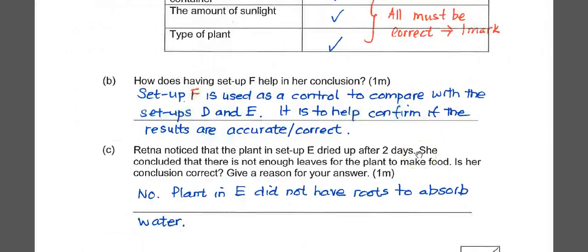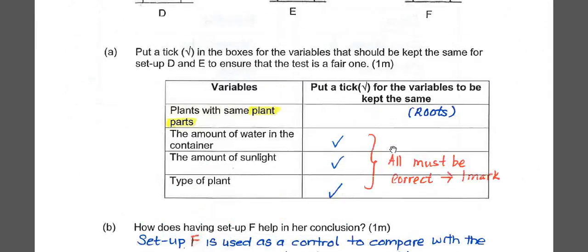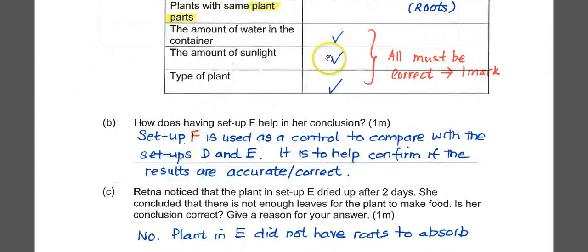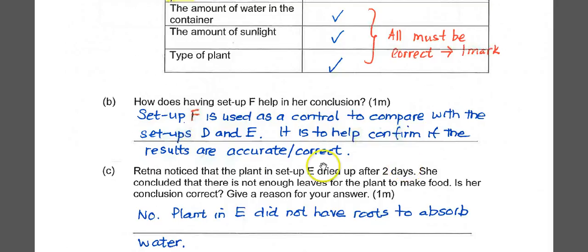Now, she noticed that the plant in set up E dried up after 2 days. This plant over here, not the water here, but the plant here dried up. It just simply shows that it did not absorb water, therefore it is dried up here. Now, what is she trying to conclude? She concluded that there is not enough leaves for the plant to make food.